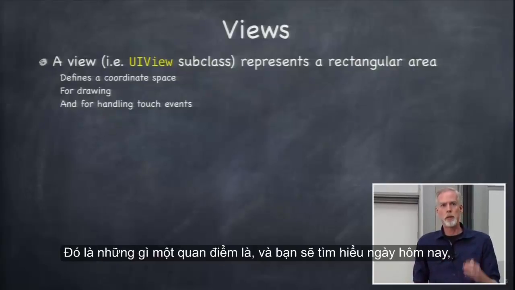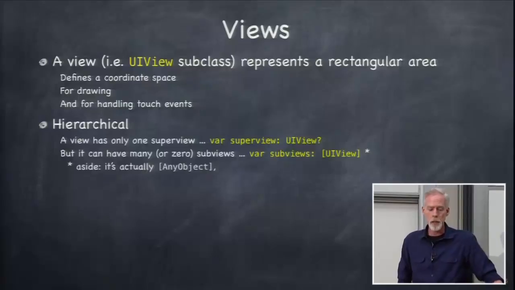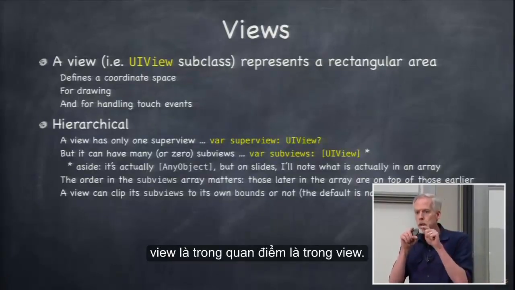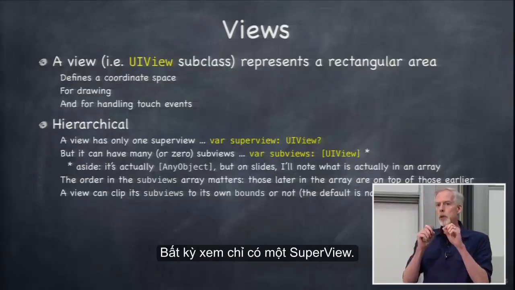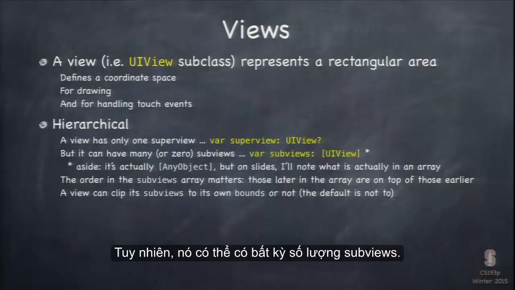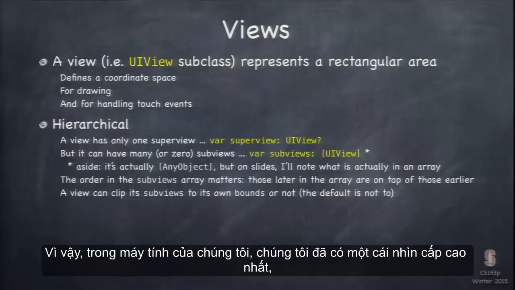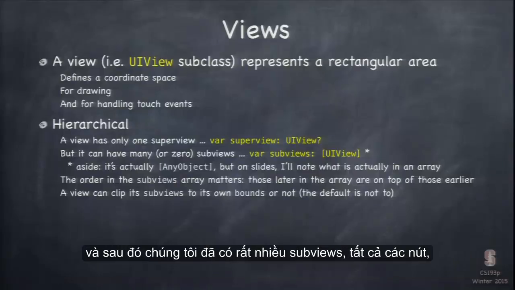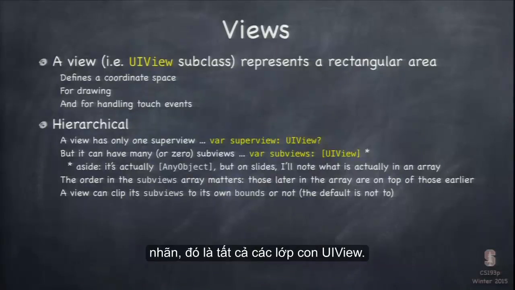And you are going to learn today how to make your own views. The views are hierarchical, so views are within views are within views. Any view only has one superview, right? It's only contained directly in one view, but it can have any number of subviews. So in our calculator, we had a top-level view, which I'm going to talk about in a moment, and then we had a lot of subviews. All the buttons, the labels, those are all UIView subclasses. Okay? And so we made a whole bunch of subviews in that view. But we can go even deeper. It's hierarchical, multi-layer. We can go as deep as we want.